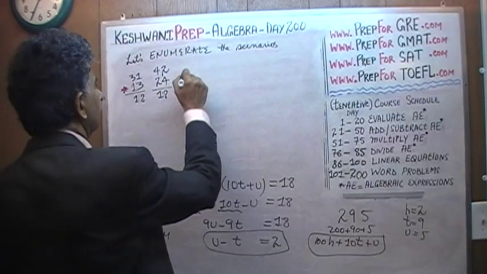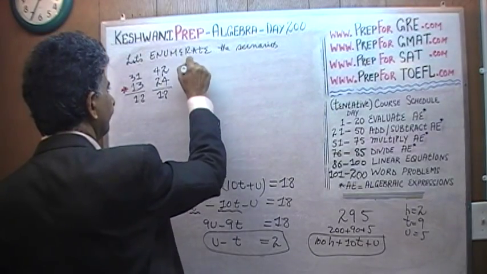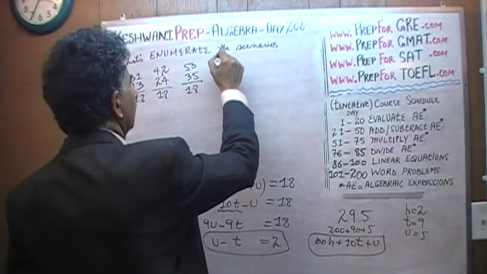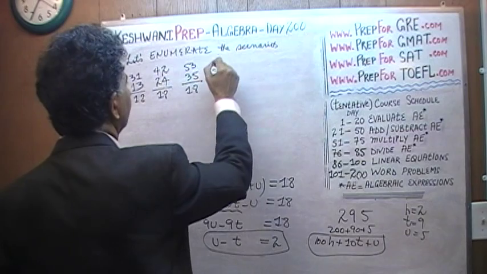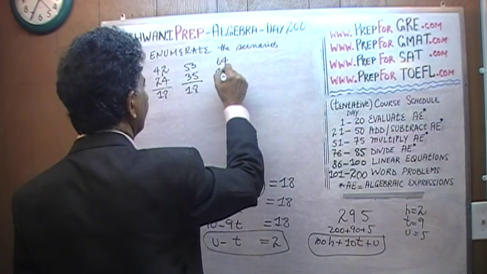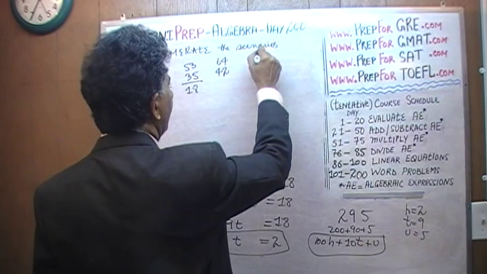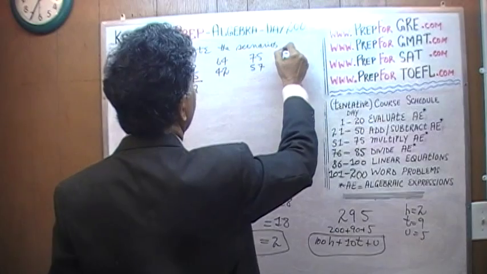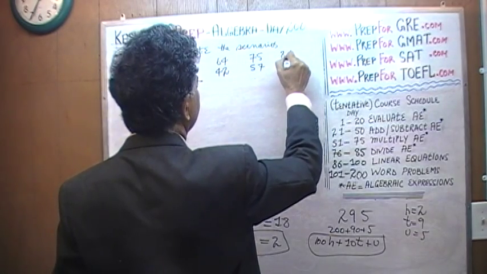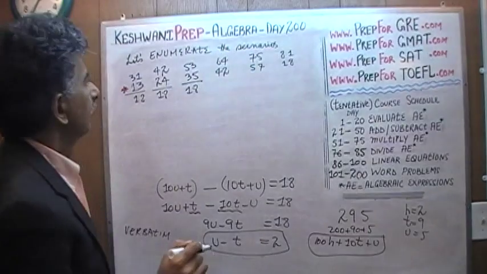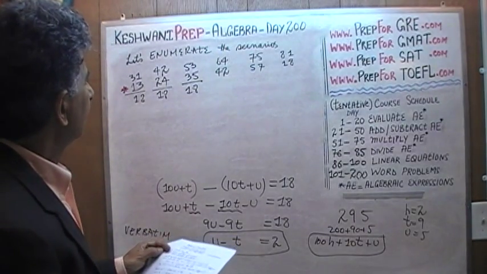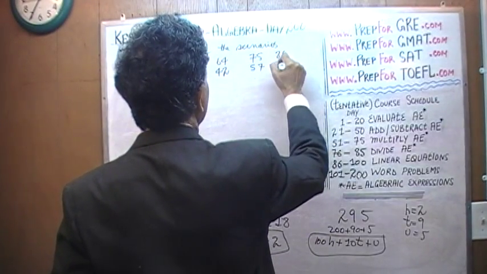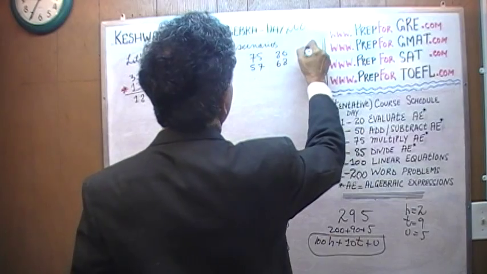The next one would be 35 and 53, and the difference again is 18. The difference is always going to be 18. Then the next one would be 4 and 6, 64 and 46. And then we'll have 7 and 5. And then 8 and 6, not 8 and 1, because they do not differ by 2. And finally, 9 and 7.